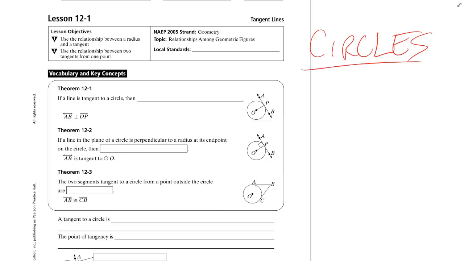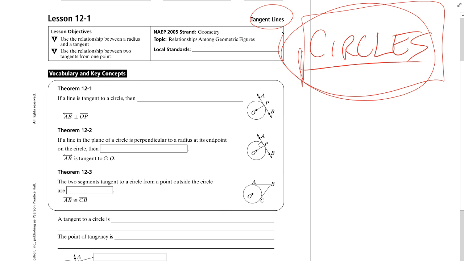Welcome to lesson 12-1, talking about tangent lines. And of course, if we're talking about tangent lines, then of course we must be talking about circles. And first, let's talk about some of the vocabulary. Tangent and point of tangency.